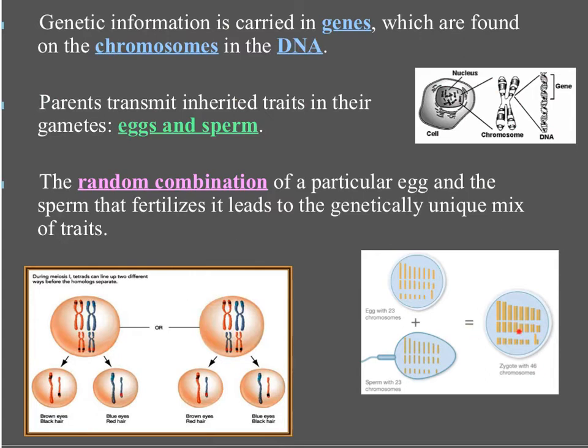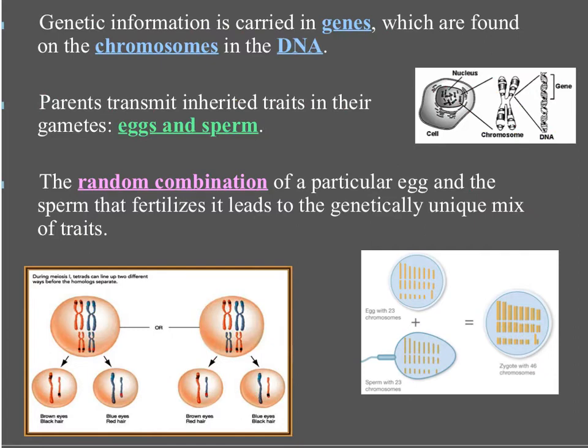Now, these chromosomes that end up here are totally random, okay? Now, if we take a look back at meiosis, here is a starting cell, and here we have 2 red chromosomes and 2 blue chromosomes. And what can happen is that you can get 2 red chromosomes and 2 blue chromosomes. But the other thing that can happen is you could get 1 of each.